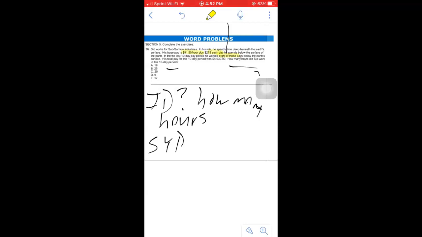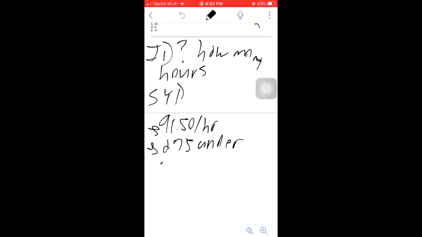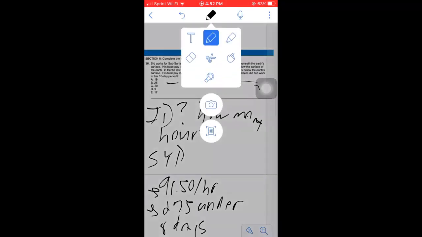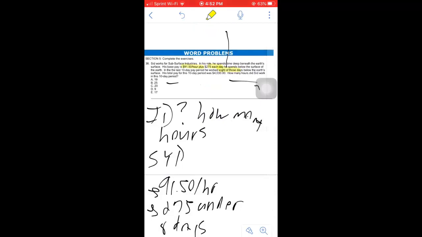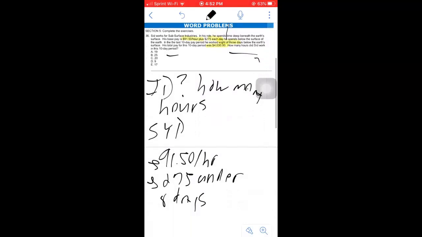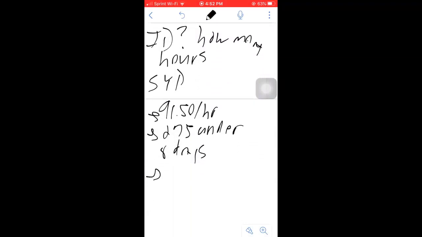Let's start listing some of the things we know right off. He gets $91.50 an hour. That's one piece of information. Another piece is he gets $275 when he's under the ground. The third piece of information is that he did 8 days underneath the ground. And one more piece is that his total pay for that period was $4,030. So now we have some information to work with.